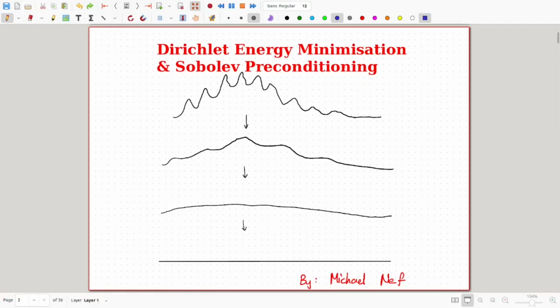So this is a presentation on Dirichlet energy minimization, and I'm going to be doing a thing called Sobolev Preconditioning. So really it's a presentation on both of these topics.